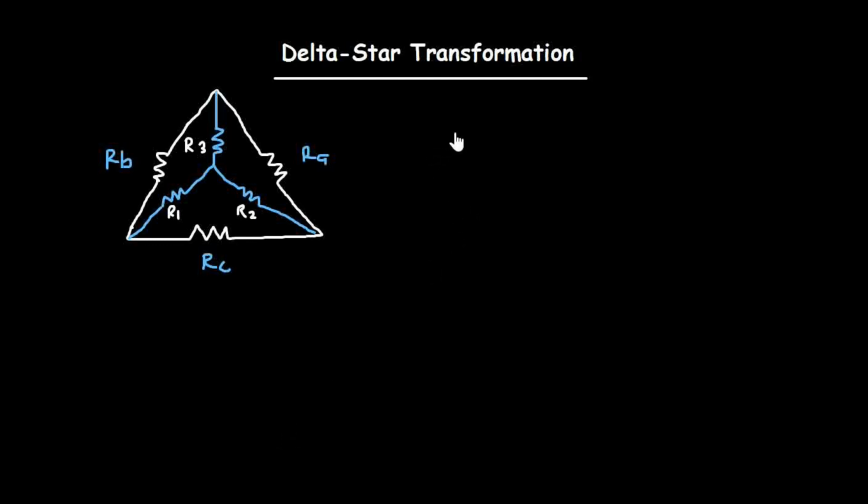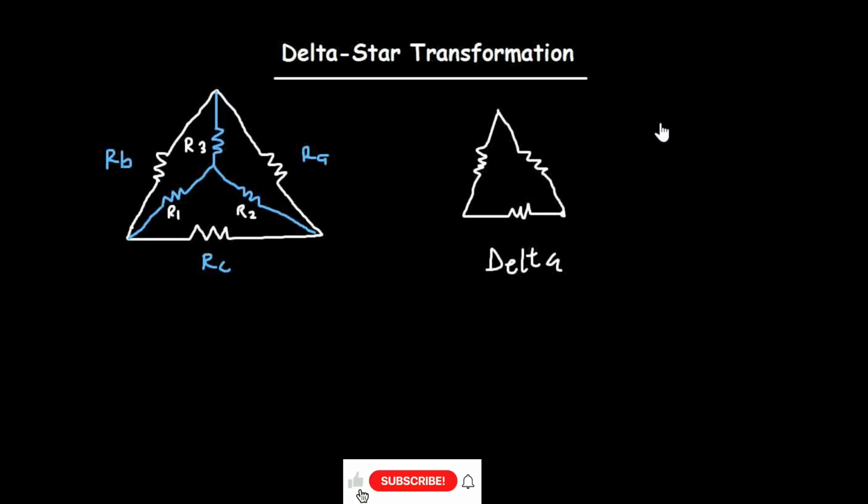When I say resistors are connected in a delta form, let's look at what that means. When resistors are connected in a delta form, this is how the connection will be. Some connection of this form. So this is a delta connection. And then it can also be in this form.